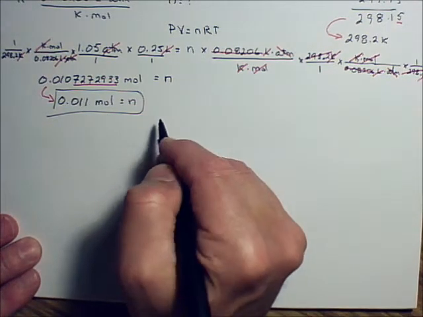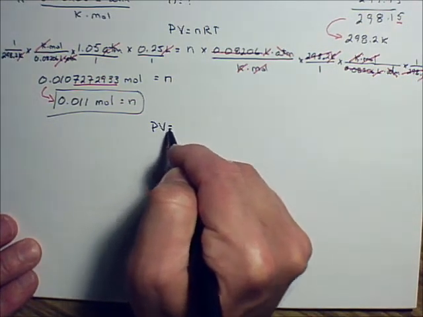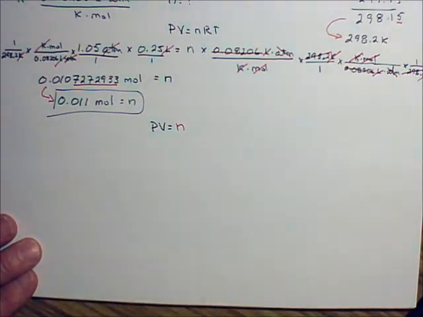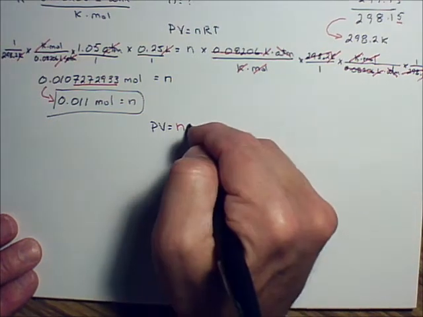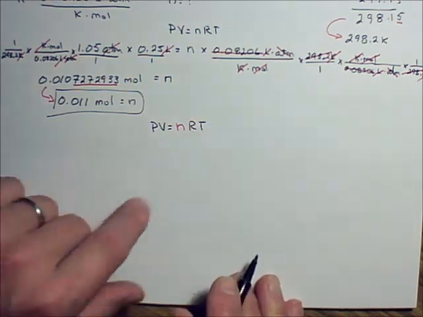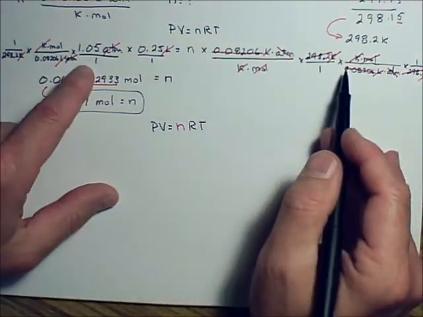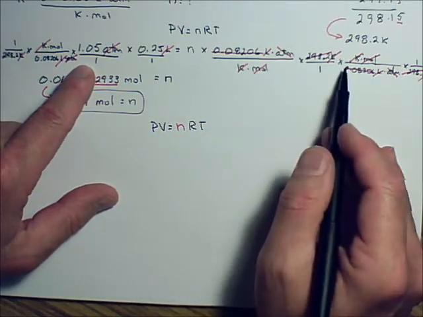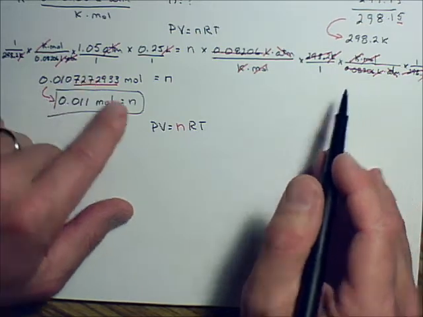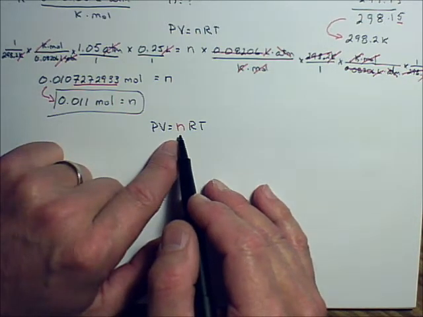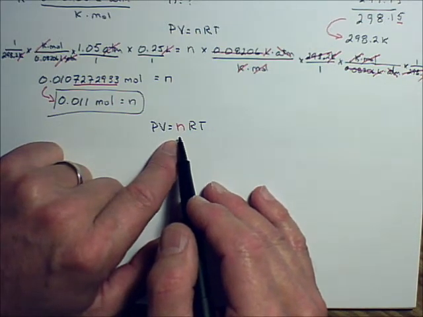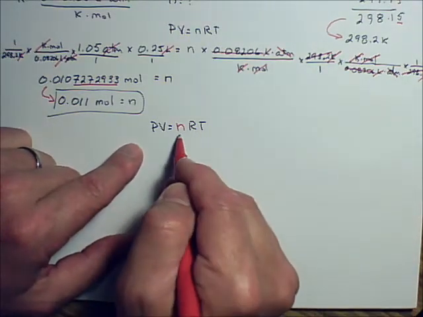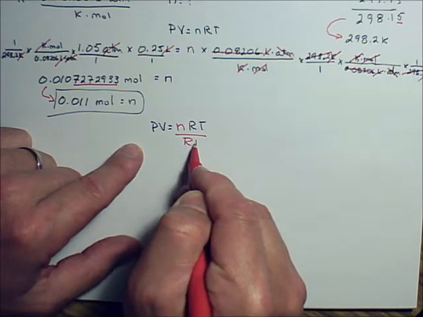Okay? Let's write out this equation here. PV equals, and what we're looking for here, I've already figured out, is N. I'm going to color code it here for a second. Instead of plugging in the known values up here and then solving in this way, I can get N by itself first. And I do that by dividing both sides of this equation by RT. Okay?